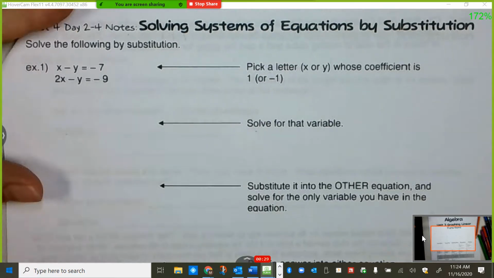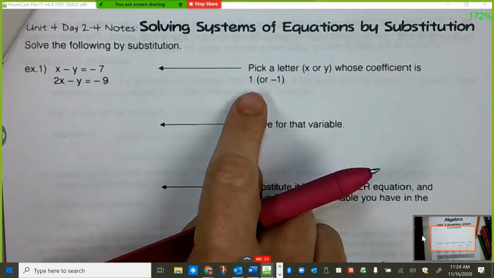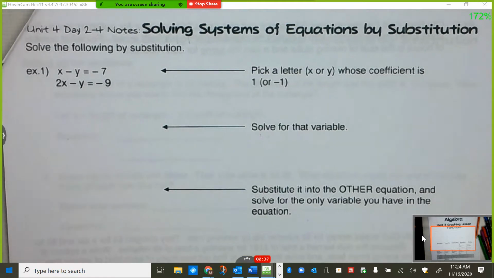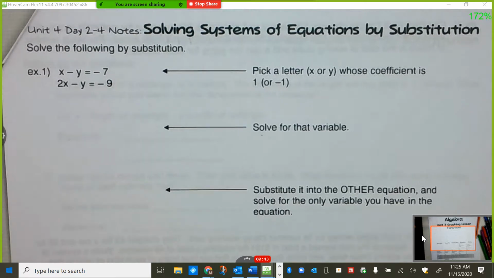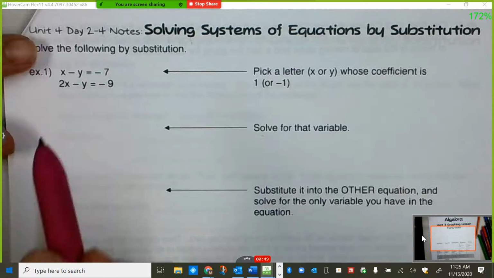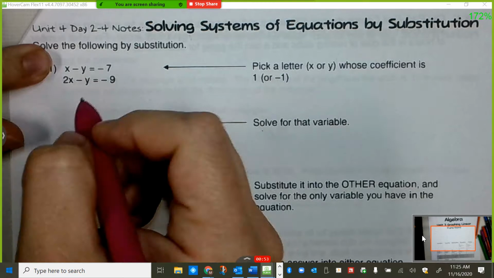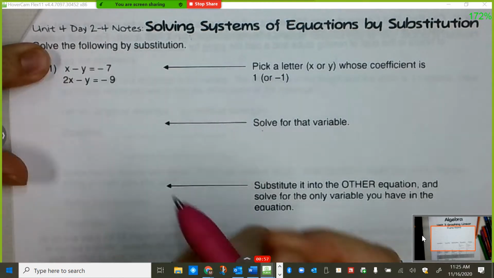So knowing that, our first step is always pick a letter, X or Y, whose coefficient is most positive 1. Okay? It could also be negative 1, but we prefer positive 1. Okay? So where in these two equations, which letter has a coefficient of 1? The first equation, what letter? X. Okay, so knowing that, we have this x being 1, so we need to solve for x.